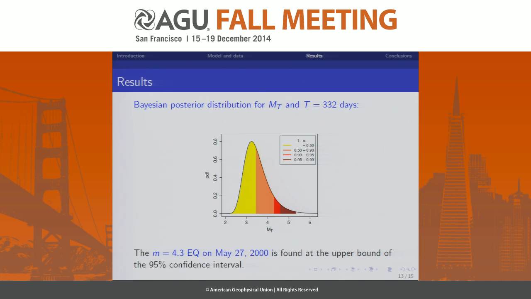So if we start with 95% confidence, which we want to have, of 5% error probability, then we can say, okay, our upper bound of the confidence interval is this magnitude 4.3, which has been observed indeed during this time period.